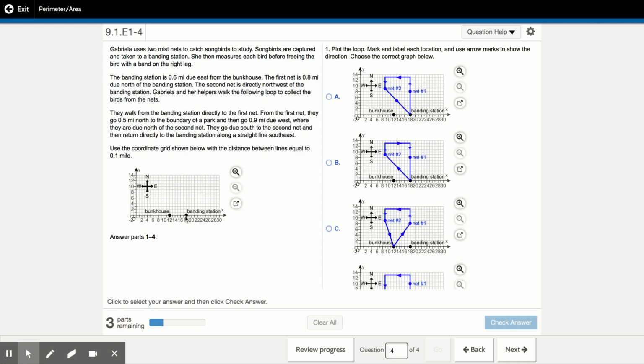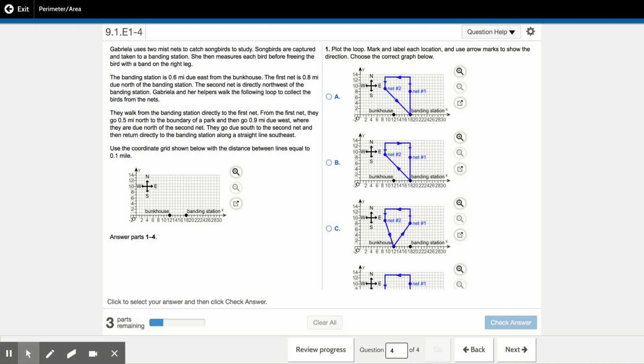So from the bunkhouse is 0.6 due east. The first net is 0.8 miles due north from the banding station. The second net is directly northwest of the banding station. Gabriella and her helpers walk the following loop to collect the birds from the nets. They walk from the banding station directly to the first net.